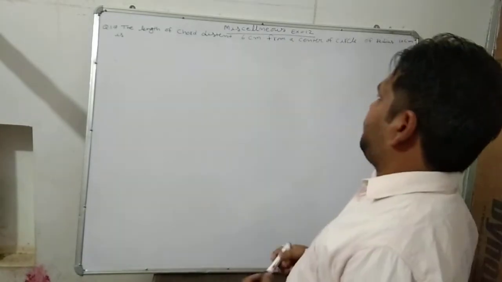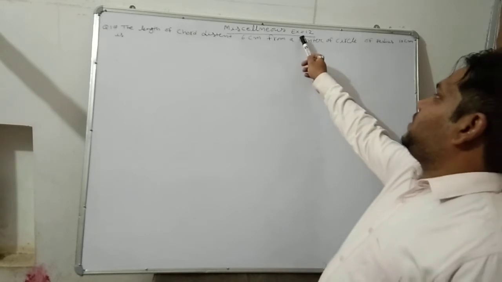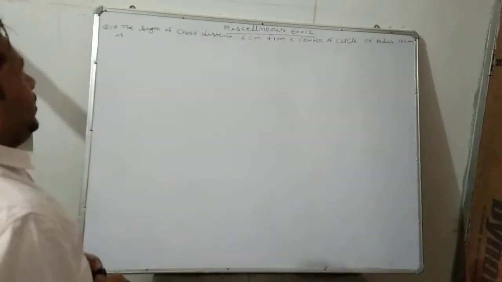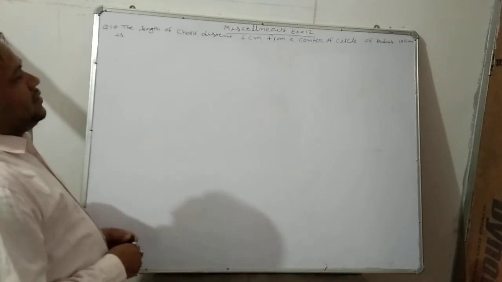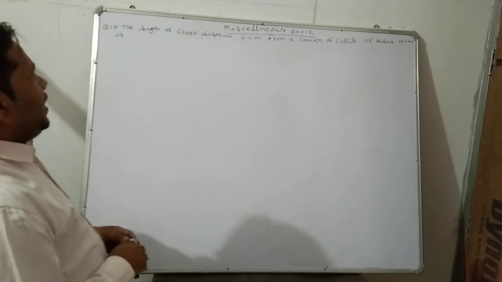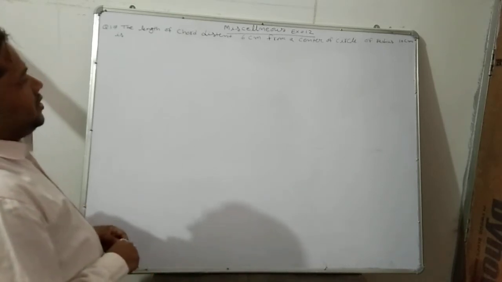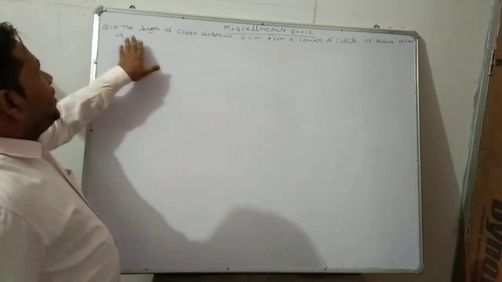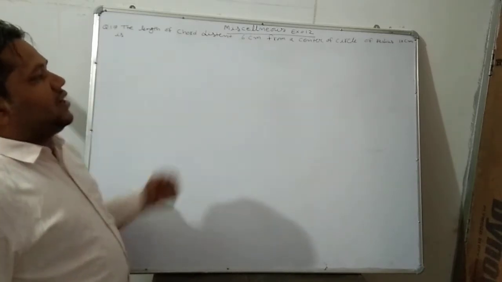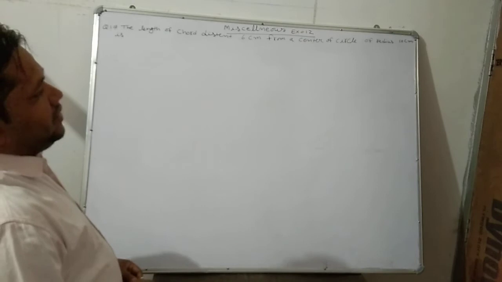Our remaining topic is Miscellaneous Exercise 12. In Miscellaneous Exercise 12, our first question is: find the length of a chord at a distance of 6 cm from the center of a circle of radius 10 cm.